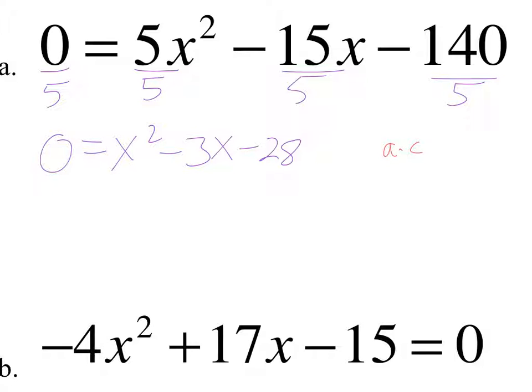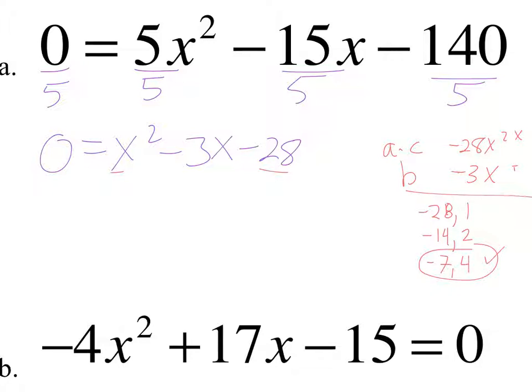If I multiply my first and last term, I get negative 28x squared, and I'm trying to add up to negative 3x. So multiply to negative 28, add up to negative 3. I might start with negative 28 and 1, and that adds up to negative 27. Negative 14 and 2, that adds up to negative 12. 14, 3 doesn't work. Negative 7 and 4, I get negative 3. That's my answer.